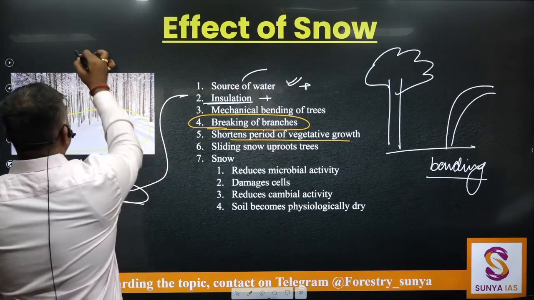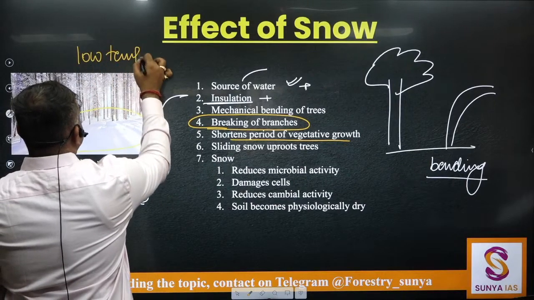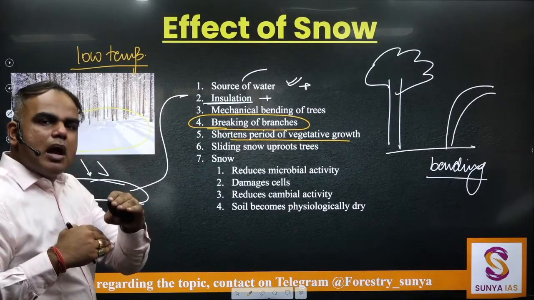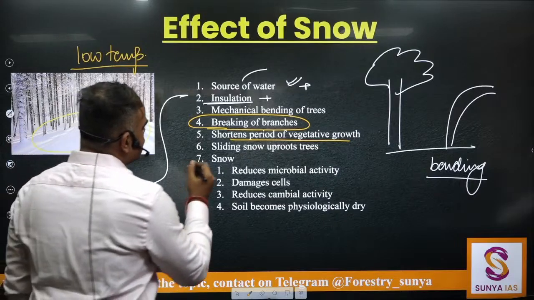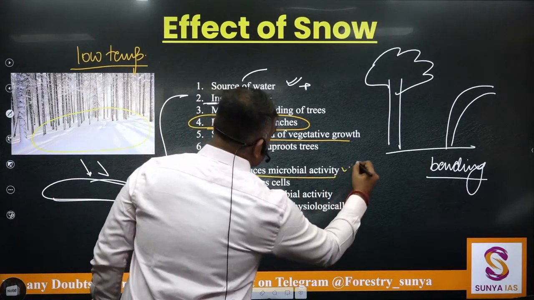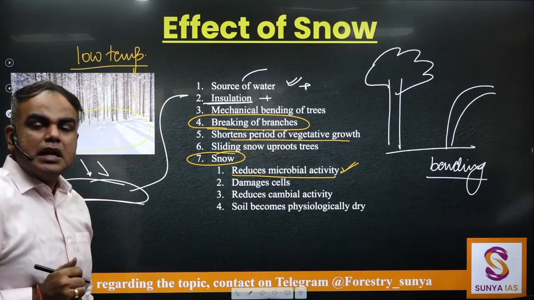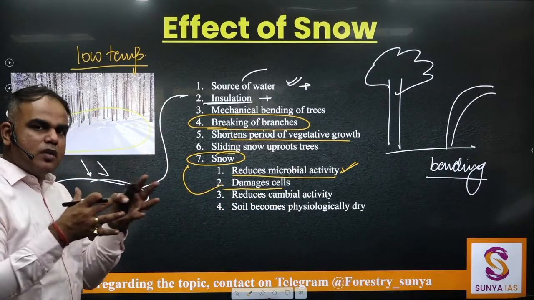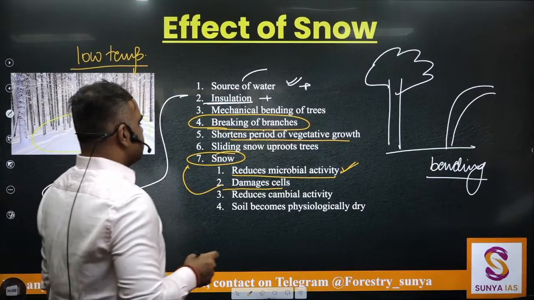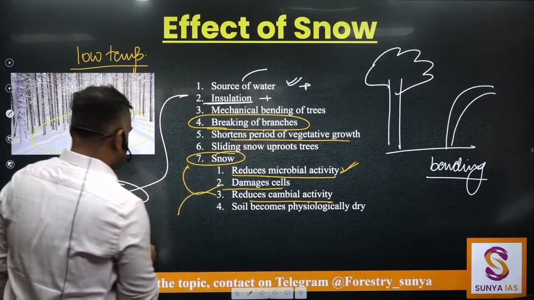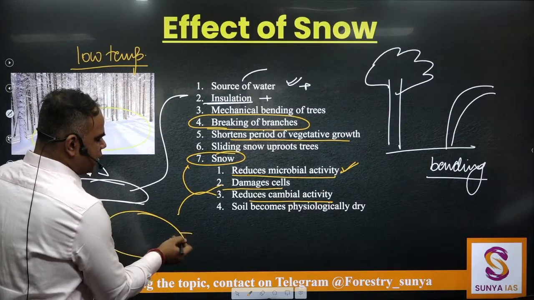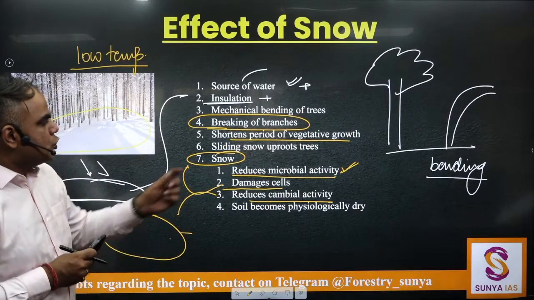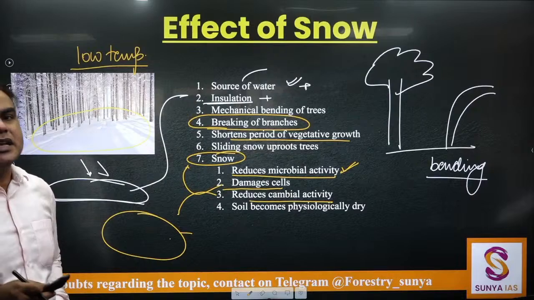Additionally, we know that at very low temperatures, for example, think about your refrigerators, what happens? The microbial activity will stop or slow down. So here also, during snow or very low temperatures, the microbial activity is less. Just like in frost, even the snow will damage the cells. The extent of damage will depend on the period of snow. Fine. The cambial activity, remember cambium we had seen, remember the cross section of stem, this was the bark, this was the part of cambium. So the growth part also gets affected. So snow also reduces the cambial activity.